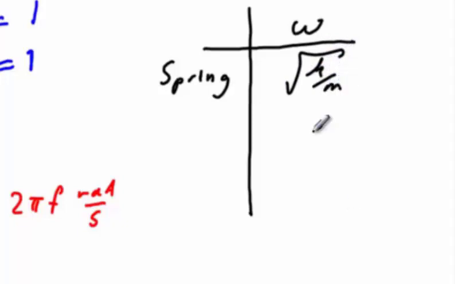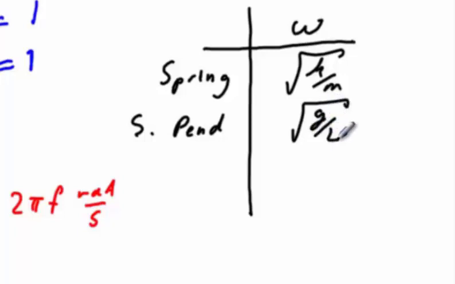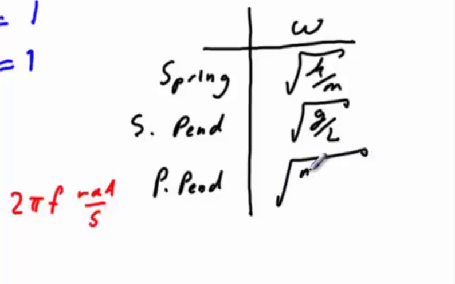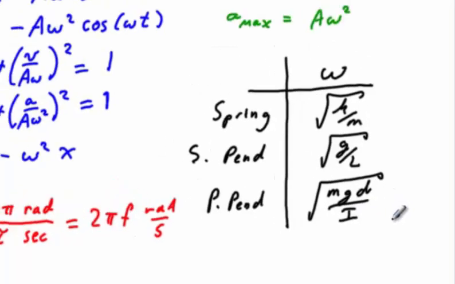If, on the other hand, we have a simple pendulum, then the omega is the square root of g divided by the length of the pendulum L. And finally, if we have a physical pendulum, which is an object of some moment of inertia oscillating around some point, then in this case the omega is the square root of mg times d, the distance between the center of mass of the object and the pivot point, divided by the moment of inertia of the object around the pivot point at hand.